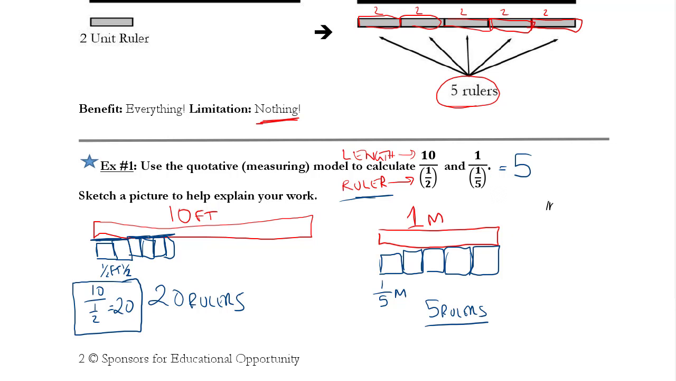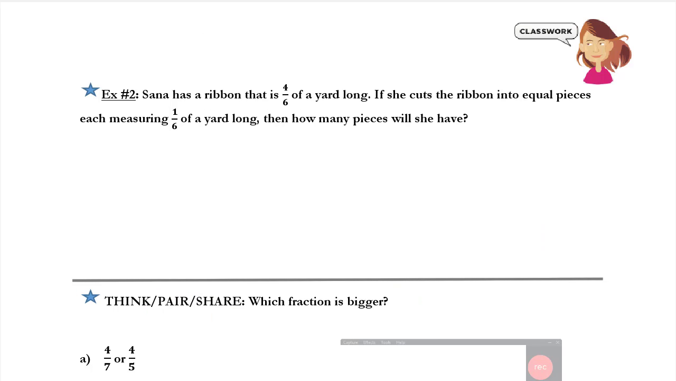So we can say that in general, whenever I have a situation where I have 1 divided by 1 over x, where x is any number, the answer is just x. So you can try that out with another number for x if you like. Okay, let's keep going. Example number 2.